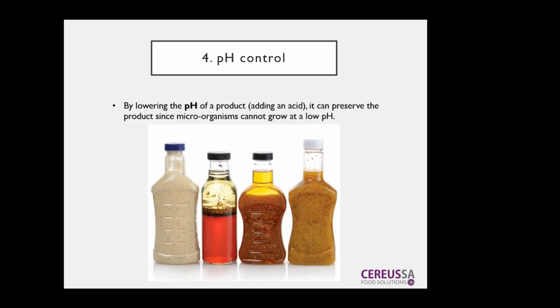To control the pH of food is another way of preventing microbial growth. That's why preservation with an acid or a low pH is so useful in controlling microbial growth. Most microorganisms cannot grow in products that have a very low pH, such as salad dressings, preserves, etc.